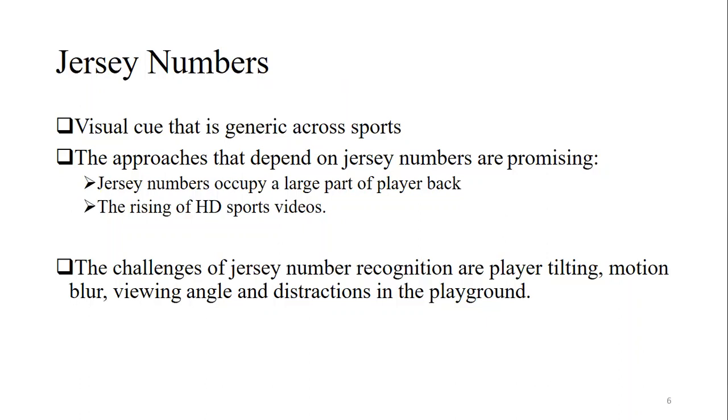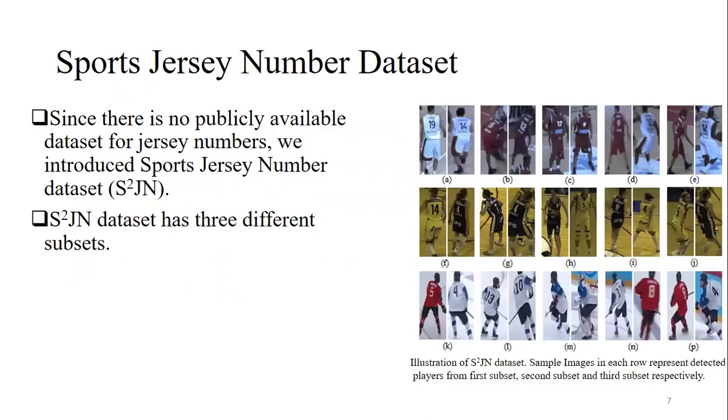The challenges of jersey number recognition are not limited to the variations of player pose and motion and variations of camera viewpoint, but also include the distractions inside and surrounding playgrounds, such as clocks, commercial logos, and banners. Since there are no publicly available datasets for jersey numbers, we introduced the sports jersey number dataset. The sports jersey number dataset has three different subsets, as shown in the figure on the right.